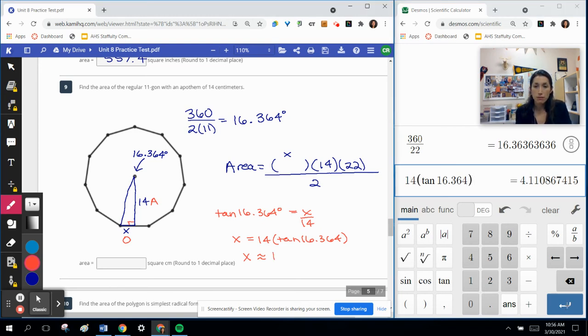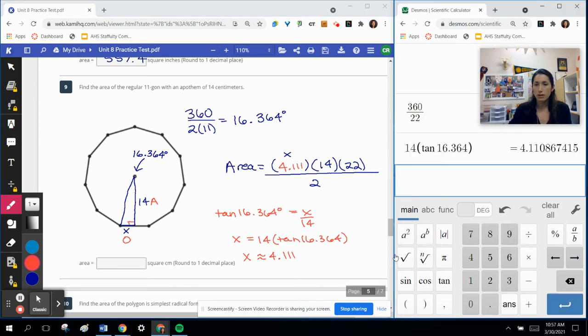X is approximately 4.110. I'll round to 111. I usually don't round to one place until the very end of my problem. It makes it more accurate. So 4.111. Now I can find the area of the entire shape.